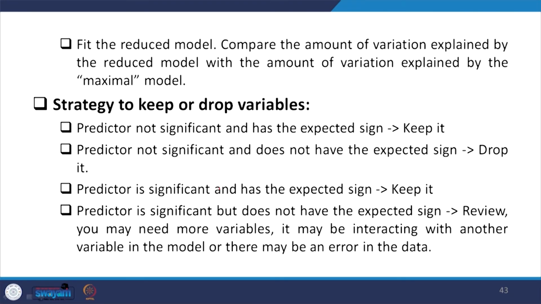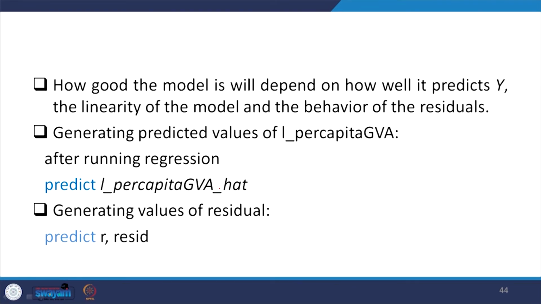So, if the predictor is significant and has the expected sign, then keep it, as we have already said. If the predictor is significant but does not have the expected sign, then review it. Okay. You may need more variables in order to have a better result, it may be interacting with another variable in the model, or there may be an error in the data. How good the model is will depend on how well it predicts y. The linearity of the model and the behavior of the residuals are important.